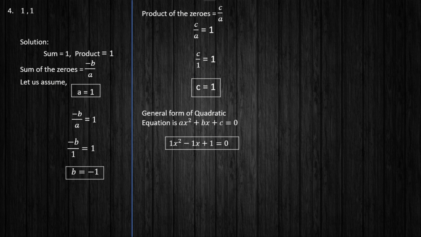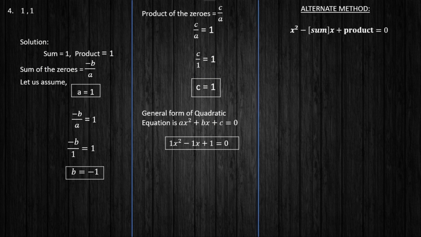We will try to solve it by using the alternate method also. The formula for the alternate method is x square minus sum of x plus product is equal to 0. The sum and product here are 1 and 1. So directly substitute the values in the place of sum and product. The equation will become 1x square minus 1x plus 1 is equal to 0. So when we compare both the equations from the first method and the second method, we can notice that the equations are the same.